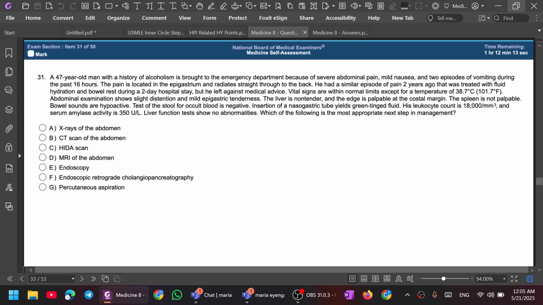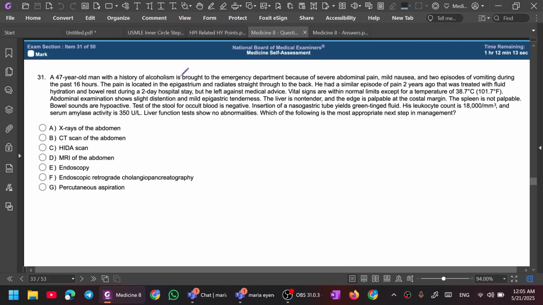31-year-old man with a history of alcoholism brought to the emergency department because of severe abdominal pain, mild nausea, 2 episodes of vomiting during the past 16 hours.